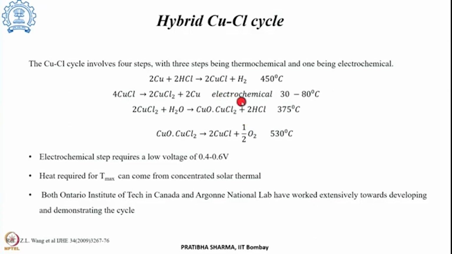Now, this electrochemical energy input requires a very low voltage of 0.4 to 0.6 volt, and the maximum temperature is a low 530 degree centigrade, which can come from concentrated solar thermal power. Both Ontario Institute of Technology in Canada and Argonne National Lab have worked extensively towards developing and demonstrating this cycle.